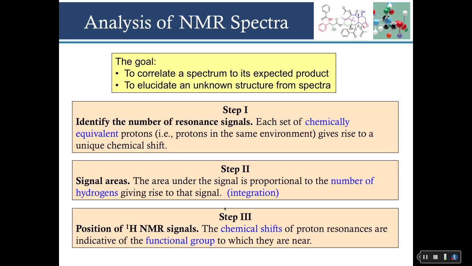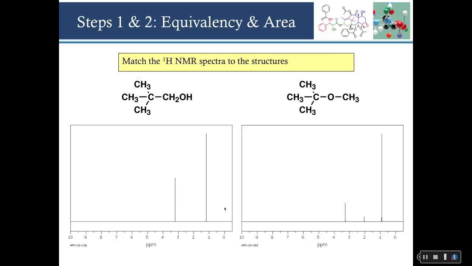The area in which they exist will give you some indication of where they might be bound or what types of motifs they might be bound to. That is, the functional group where they are near.